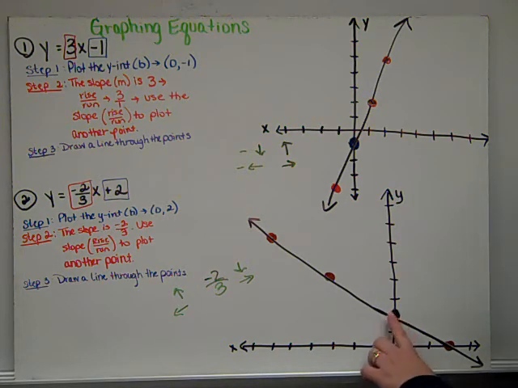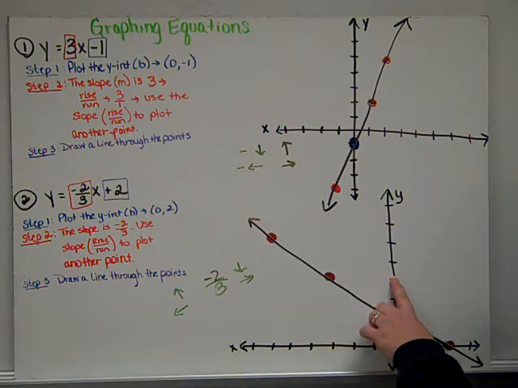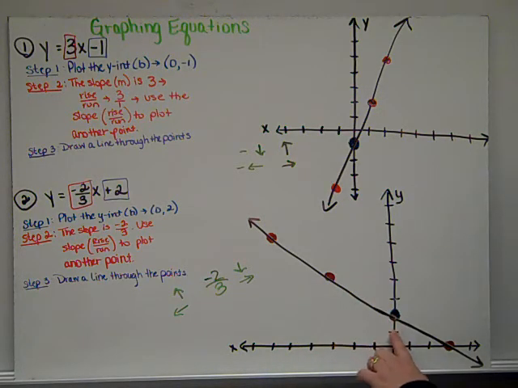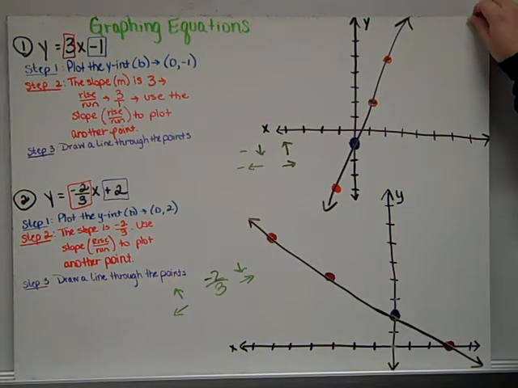All right, so here I went up 1, 2, and I went over 3. 1, 2, 3. This point down here, 1, 2. So here I went down, so that's negative, so I must go positive. 1, 2, 3. And then you draw the lines through the points.